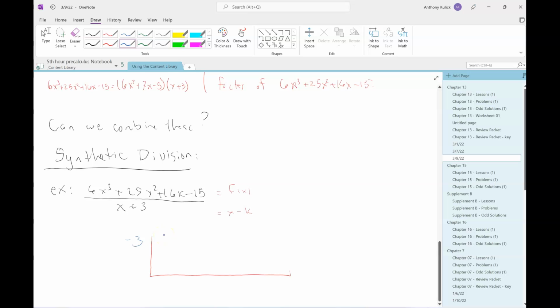And then I want the coefficients for f of x. Those go up here. Everybody's okay with that? What thing do we have to be careful about when we write down those coefficients for f of x? Notice here in our f of x we have x cubes, then we have x squareds, then we have x's, then we have constants. We don't skip any degrees in our polynomial, so there's no problem.